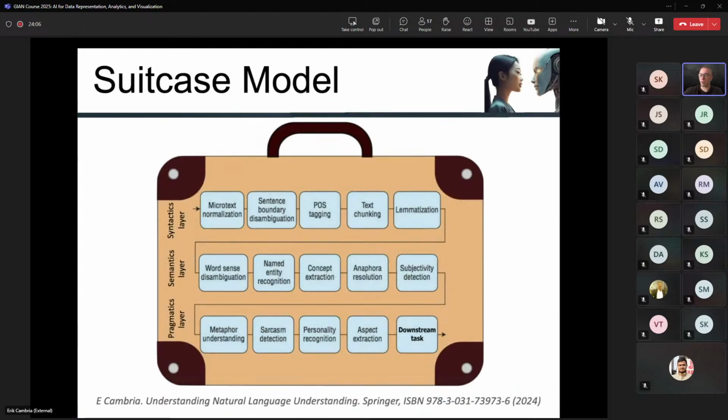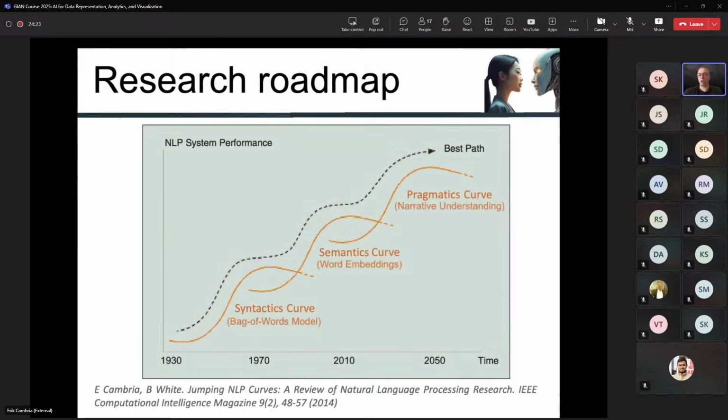So it all starts from the suitcase model. You could say it also goes along these lines, and this is something that we have refined over the years. And this again is part of the book that I published last year, but actually 10 years before, in 2014, we were already trying to do something similar. But this other paper from 2014 is still quite relevant and interesting, because it borrows the idea of jumping curves from business to forecast where NLP is going in terms of what we are modeling with our NLP models.